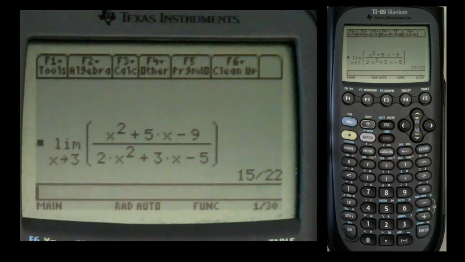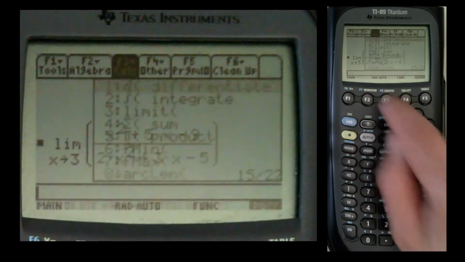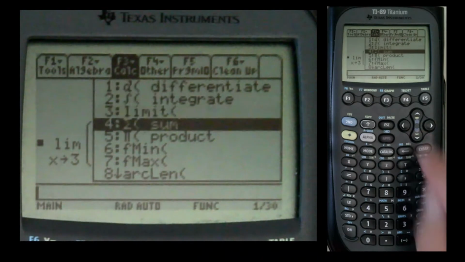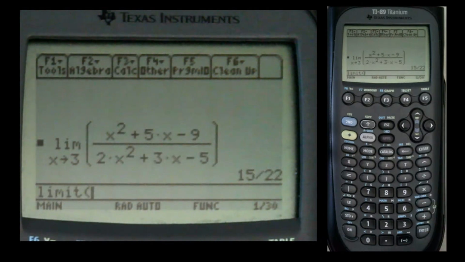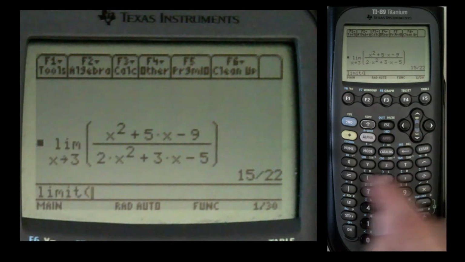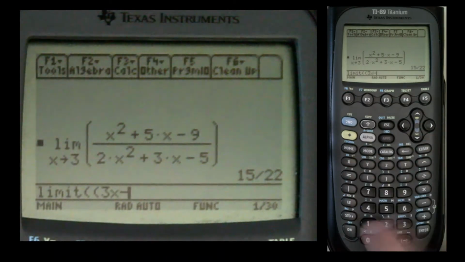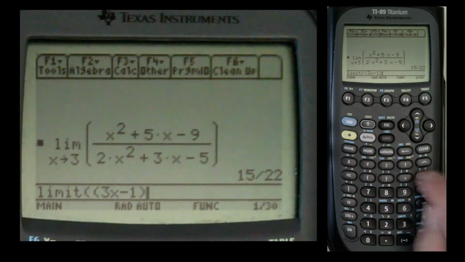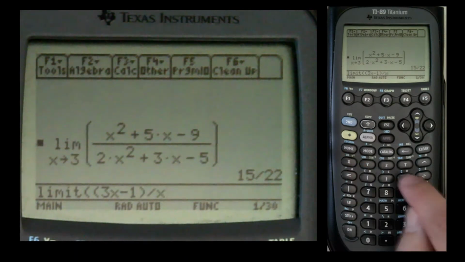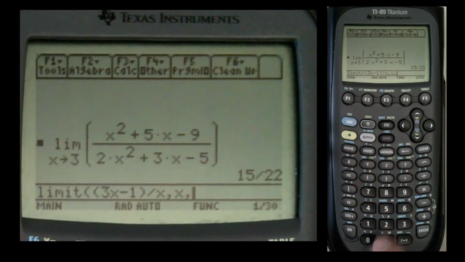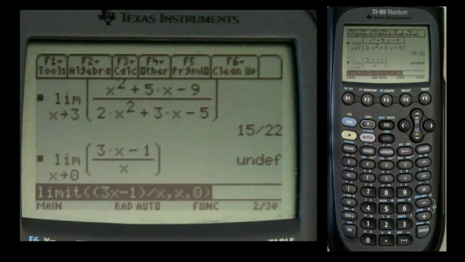So I'm going to clear out that. I'm going to go to my F3 menu, down to limit. I'm going to type in 3x minus 1 divided by x, and it was approaching 0, close the parentheses, and you can see that it says it's undefined. That's the calculator's way of saying that the limit does not exist.